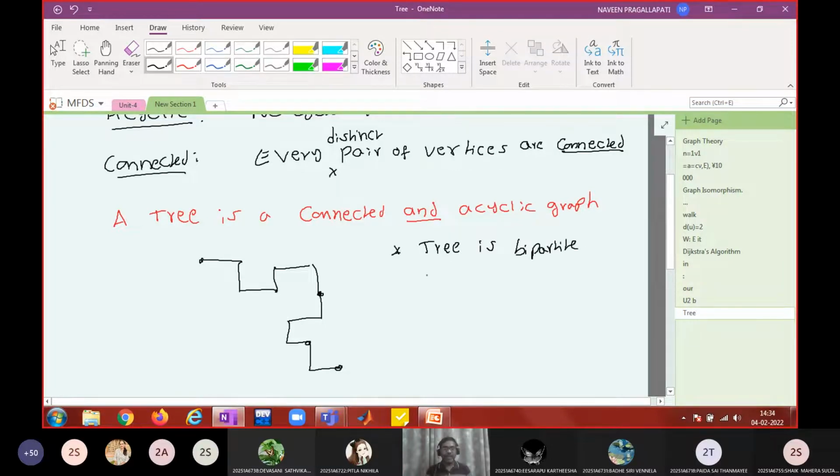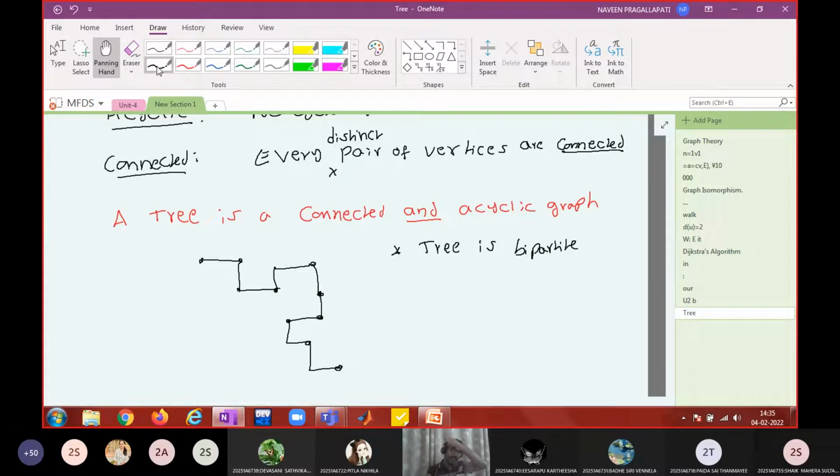Now, how many edges will be there in a tree? You take any tree. How many edges will be there? You count: 1, 2, 3, 4, 5, 6, 7, 8, 9, 10, 11, 12. 12 edges are there. How many vertices are there? 1, 2, 3, 4, 5, 6, 7, 8, 9, 10, 11, 12, 13.